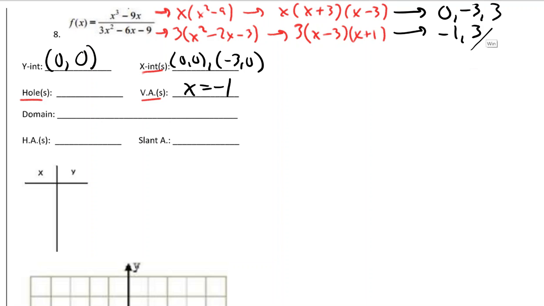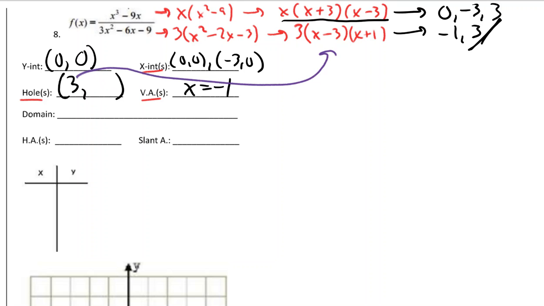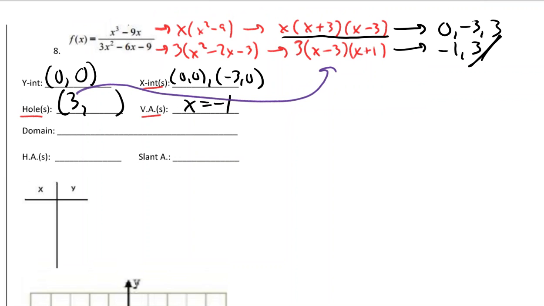And any number that makes both the numerator and denominator 0 at the same time is the x value of your hole. The y value of your hole comes from plugging the x value into the reduced fraction. If you don't reduce it, you're going to get 0 over 0, and 0 over 0 can be anything. So you need to let x minus 3 cancel out x minus 3, and then you plug 3 into what's left over.